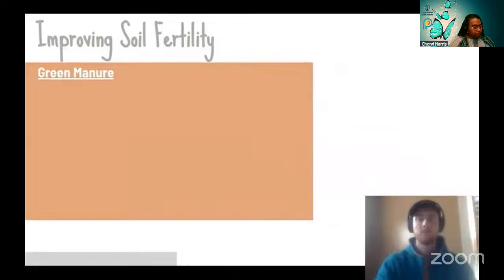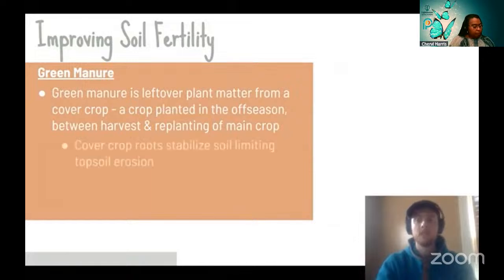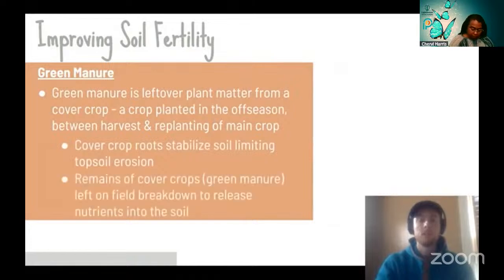Green manure is another method that can be used to improve fertility, but it can also limit erosion. So oftentimes after a crop is harvested, the fields are just left bare for the season. But if you plant what's called a cover crop, this is just a quick growing crop that grows in that off season, or in between the harvest and replanting of your main crop. It's beneficial because its roots will stabilize the soil, limiting erosion. But once that cover crop is ready to be cleared, you can cut it down and leave the remains on the field, and it will act as what we call a green manure. One, it's going to break down over time and add nutrients back into the soil. But two, it's going to act like a moisturizing layer and prevent evaporation loss.